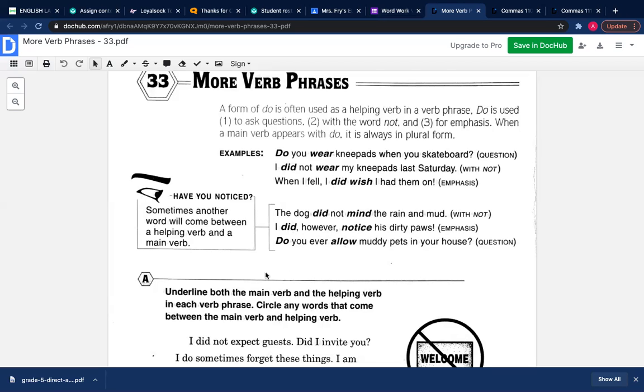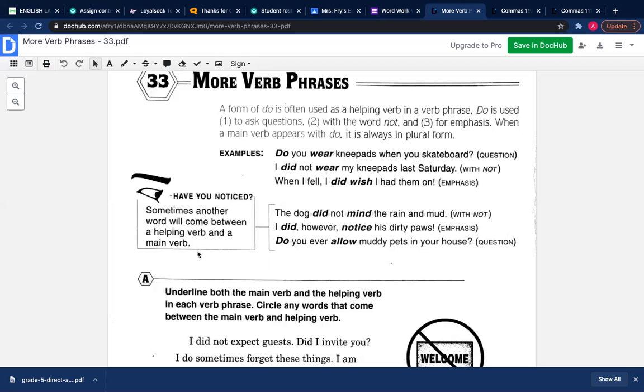Now the next one is, do you ever allow muddy pets in your house? This is when do is used as a question. We interrupted this verb phrase, do allow, with the words you ever to help with the question. Just like up here, it's interrupted with the word you, but your verb phrase is do allow.